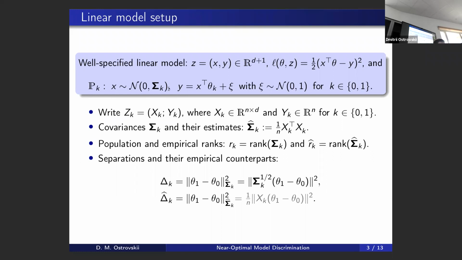So the two distributions, P_K with K binary in this talk, correspond to the two hypotheses. P_0 and P_1 say that X has zero mean with covariance Sigma_K, and Y is X transpose theta_K plus Gaussian noise, standard Gaussian noise. I scale the variance of the noise here to sigma.